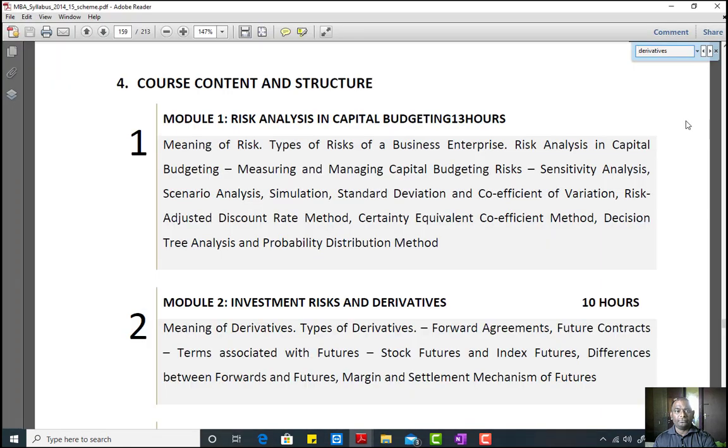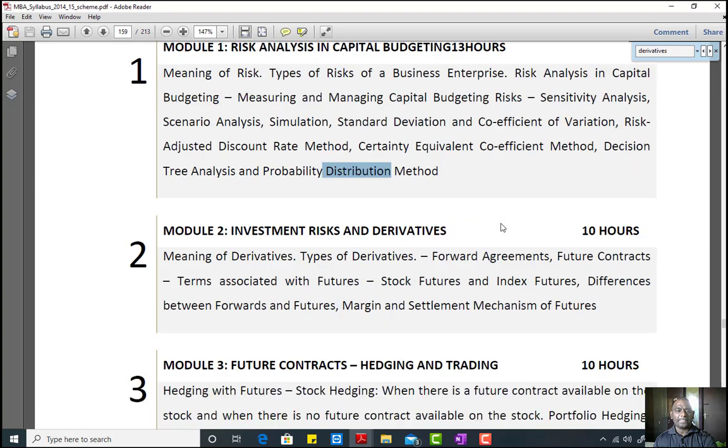We can easily see capital budgeting. In this capital budgeting, we have to learn sensitivity analysis, scenario analysis, simulation, risk adjusted discount rate method, certainty equivalent coefficient method, decision tree analysis, and probability distribution method. Once again, I'll repeat it: sensitivity analysis, scenario analysis, simulation, standard deviation, risk adjusted discount rate, certainty equivalent coefficient method, decision tree analysis, probability method. Okay, this is module 1.